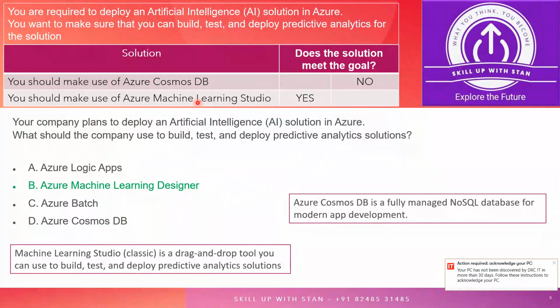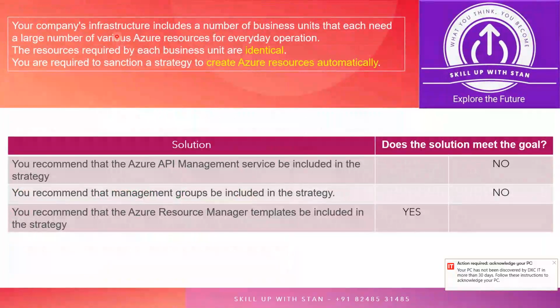You just need to understand what a product is for, what its purpose is, only that much. Okay, next question is, your company wants you to create a number of Azure resources, but they have to be identical and they also have to be created automatically. These are the two key pointers in the question. So if you want to deploy automatically and identically, then you need to go for a template approach.